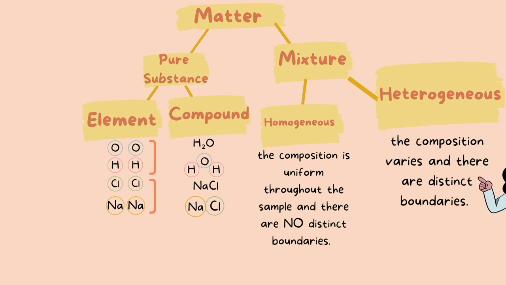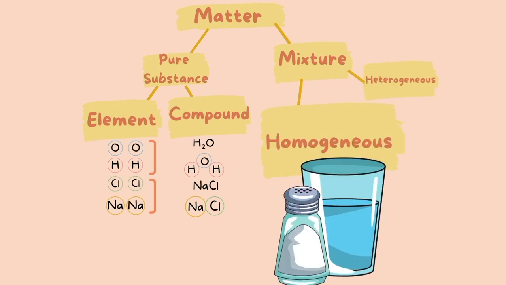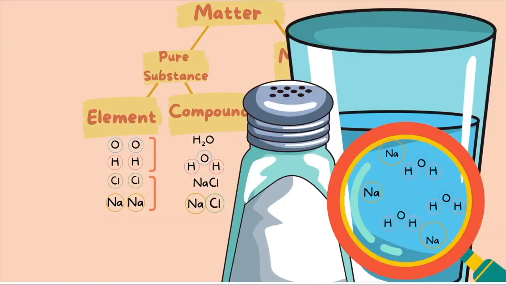In other words, you can clearly see a boundary line separating the substances. An example of a homogeneous mixture is salt water. If we mix salt and water in a cup, the substances blend in together, so we see a uniform composition, and there is no clear boundary line between salt and water. But if we take a magnified look, we can clearly see salt molecules and water molecules separate.